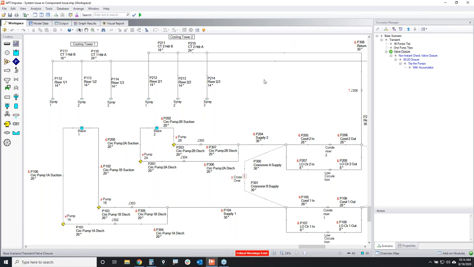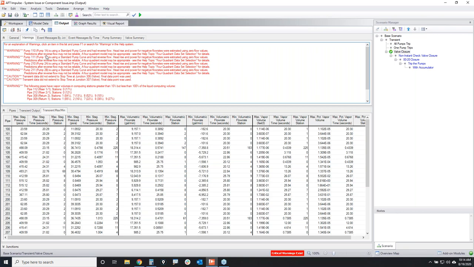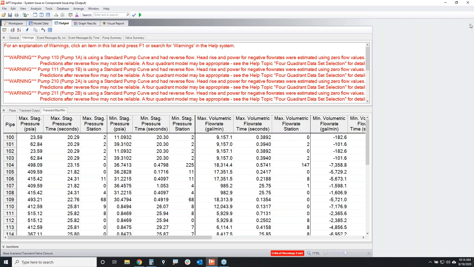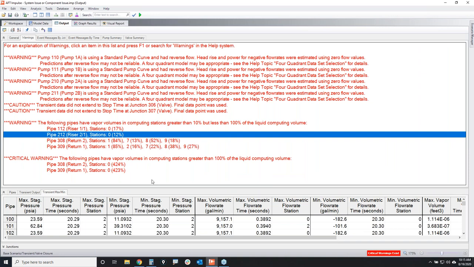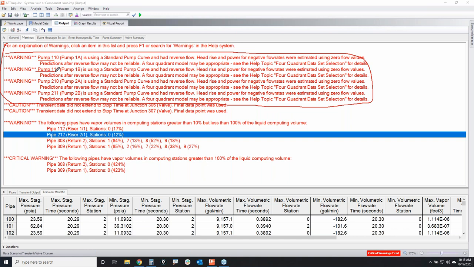In this valve closure scenario, this is probably the first thing that you would look at, the output table. And as you notice, there are several warning messages. Let's just go ahead and walk through these to understand what's going on here. Let's take a look at the first sets of warnings here. It's telling me that my pumps are using a standard pump curve and each of them encounters reverse flow. Well, when you have reverse flow through a pump, what's the pump head going to be?